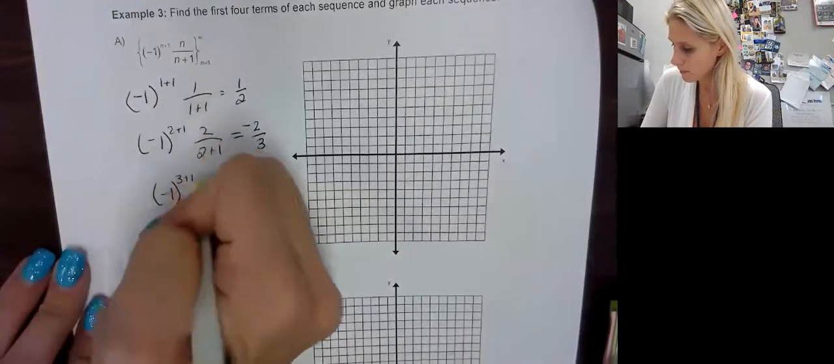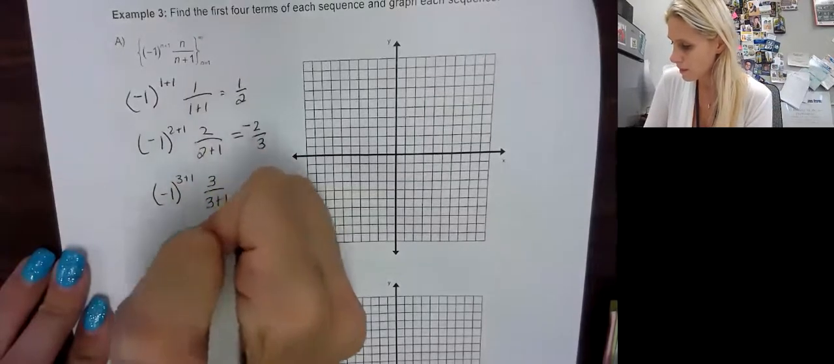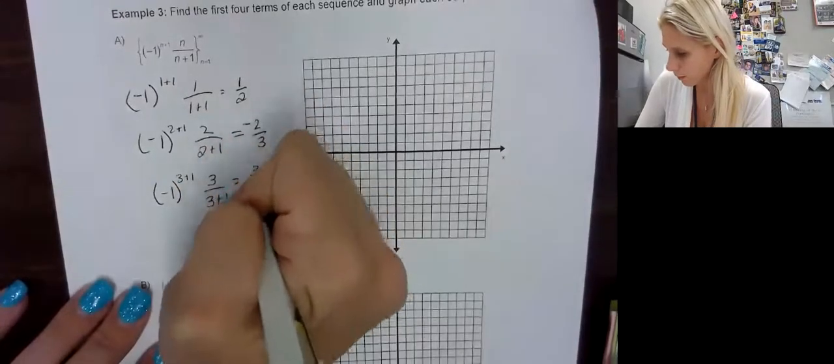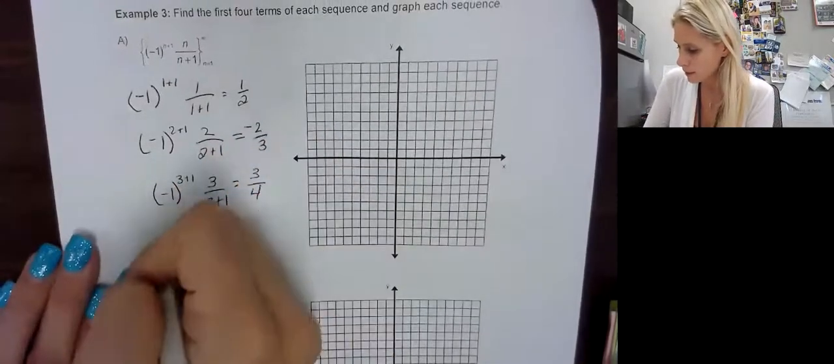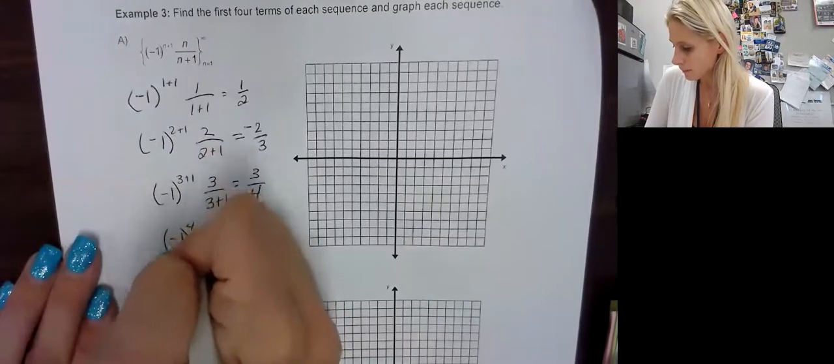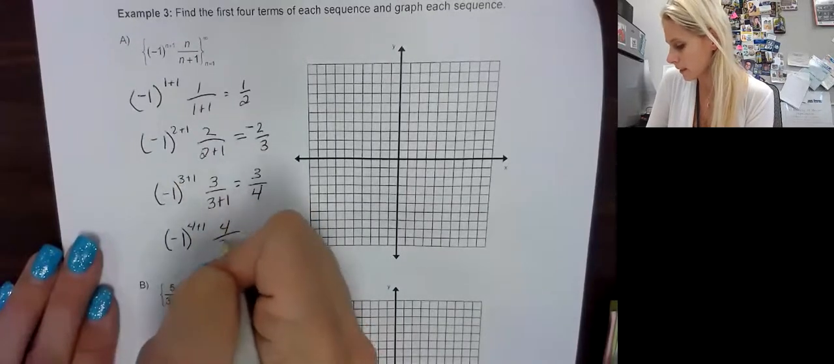3 plus 1, 3 over 3 plus 1. What does that give us? That gives us a 3/4. Do you guys notice that this is a pattern on the other side? So let's break this down and see what this tells us.